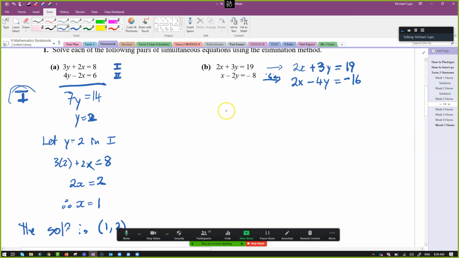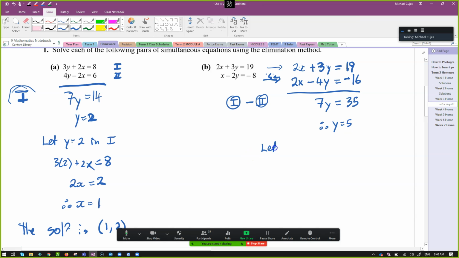Now, when I do equation 1 minus equation 2, those x's are going to disappear. 3y minus negative 4y means 3y plus 4y, I'm going to get 7y. 19 minus negative 16, add them together, I've got 35. Dividing by 7, y is equal to 5. Now I need to solve for x.